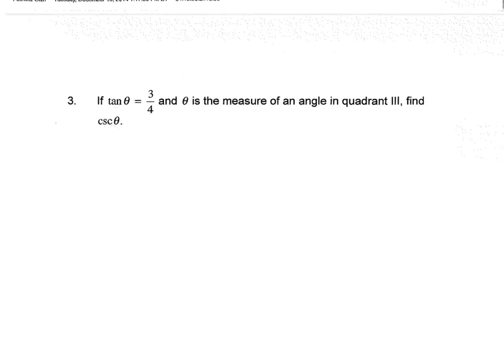If the tangent of theta is 3/4 and theta is the measure of an angle in quadrant 3, so now they told us where we are. We're in quadrant 3. Find the cosecant. Cosecant is the reciprocal of sine. So cosecant is 1 over sine. Making myself some mental notes.